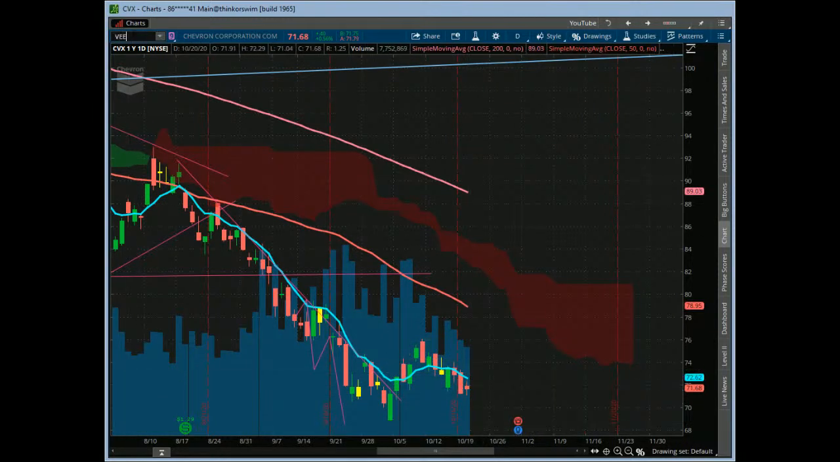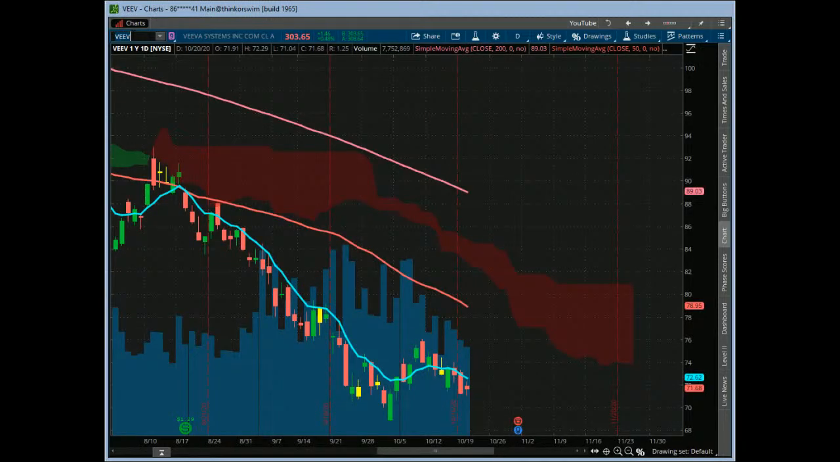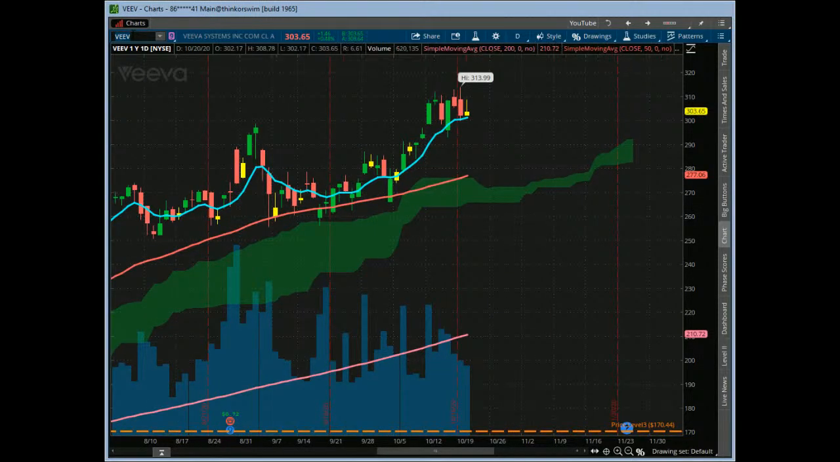Vive, let's take a look. Vive, okay, inside day there today too. Again, a lot of these kind of software-ish names like Okta, names like that. Bit of an upper shadow there. Still holding the ADMA, so that's a little bit better than Okta. Inside day two, so keep an eye on those levels going into tomorrow.